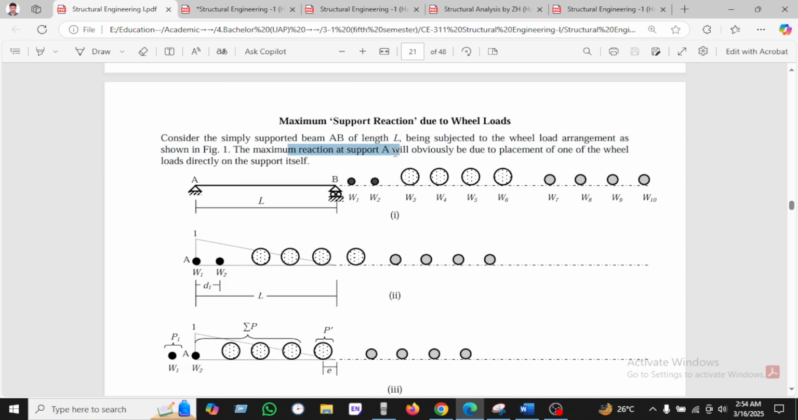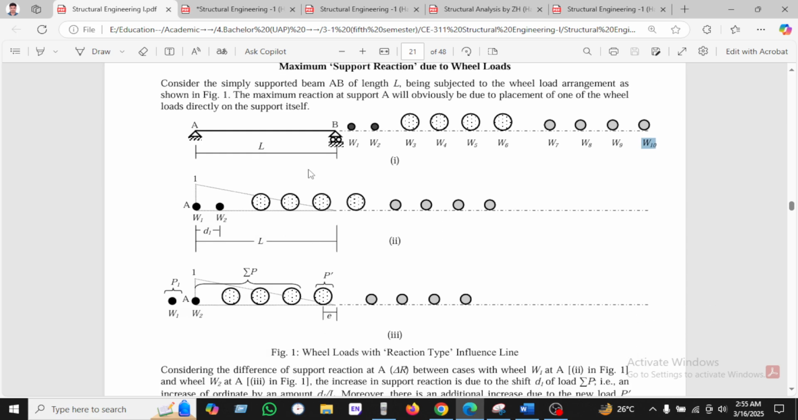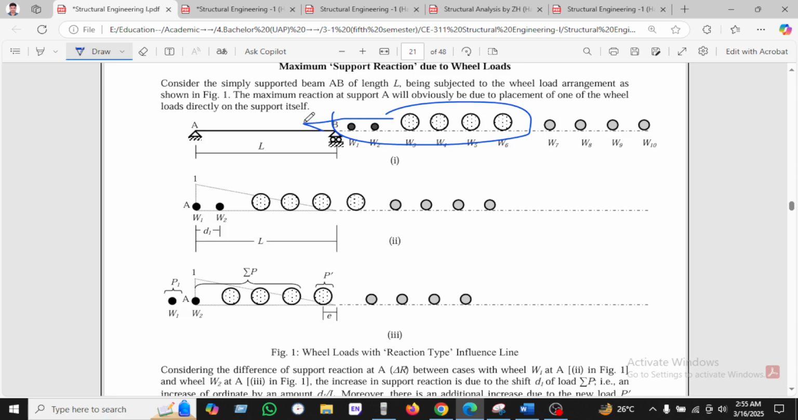The maximum support reaction will obviously be due to the placement of a wheel load directly on the support. So we have seen the wheels W1, W2, W3, and particularly wheel 10. When we insert these wheels on the beam, on the bridge length, we see only 5 wheels staying on the bridge.